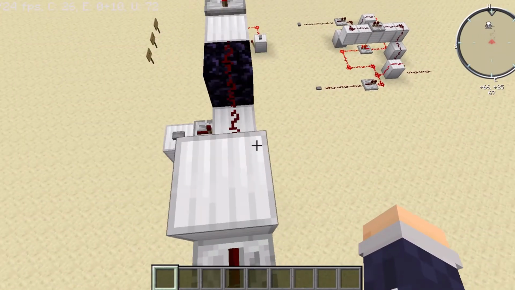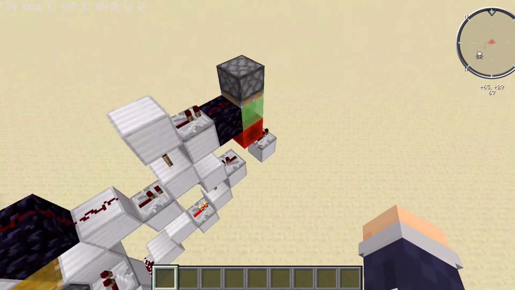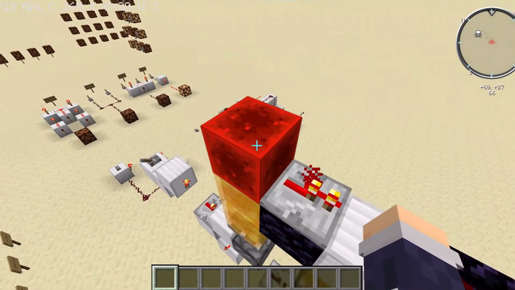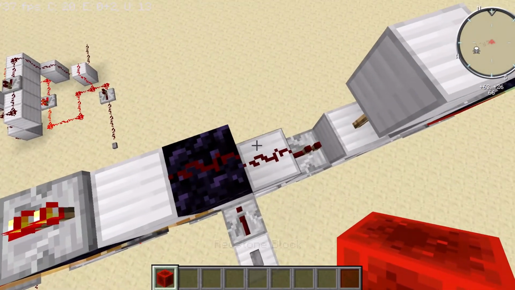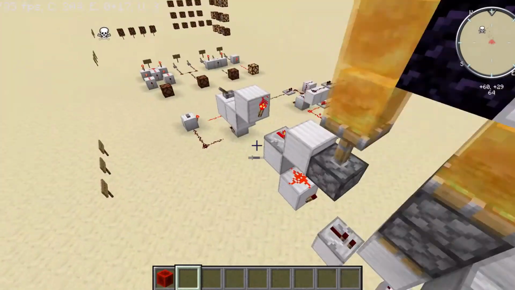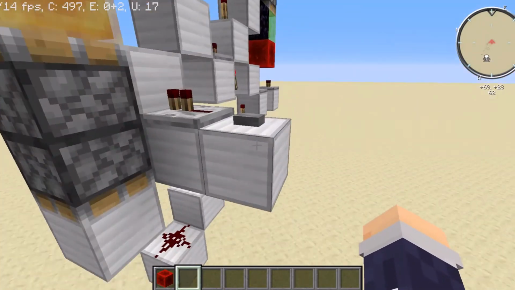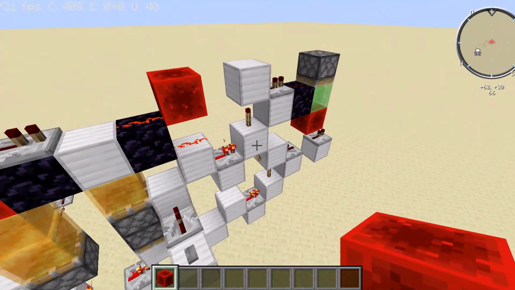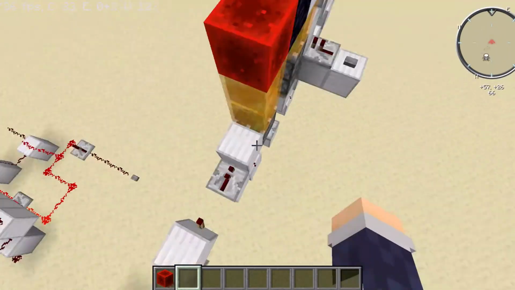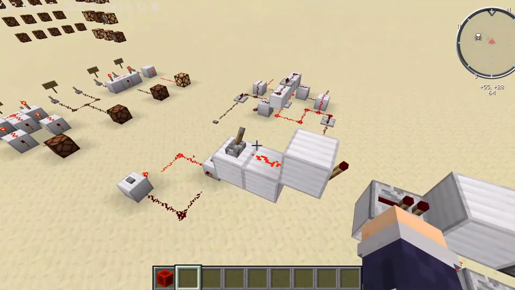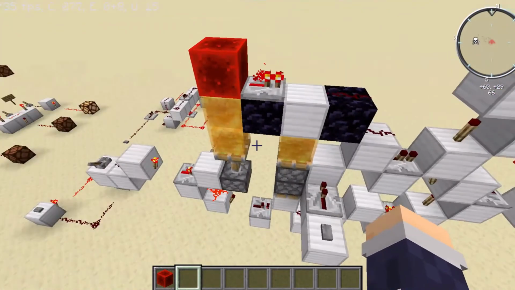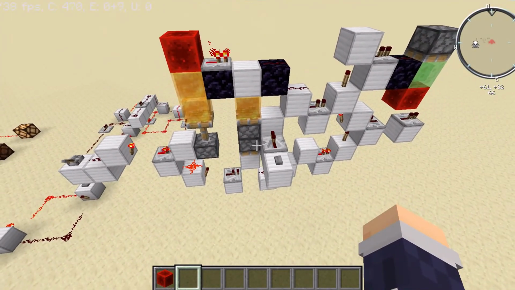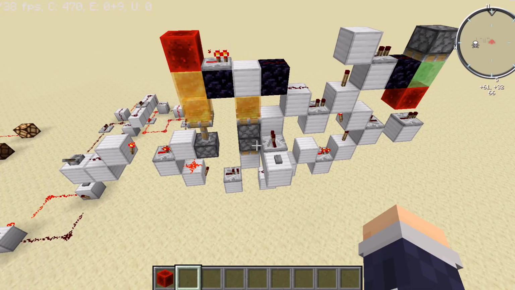I also use it to write to the bus and clear it if I want. That's a cool trick. If you power this line by placing a redstone block here, it will automatically set the output to 0. And then it doesn't look at the input line or the enable line, it just always sets it to 0. And that's quite handy. And it doesn't break the system either.